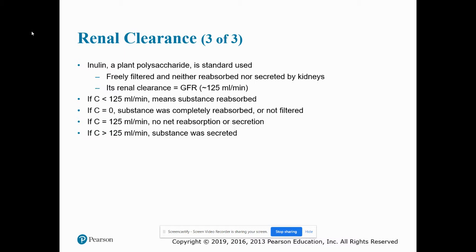If the renal clearance rate is less than 125 mL per minute, this means the substance is reabsorbed. If it's equal to 0, that means the substance was completely reabsorbed or not filtered. If it's equal to 125 mL per minute, that means no net reabsorption or secretion. And if it's greater than 125 mL per minute, the substance was secreted.